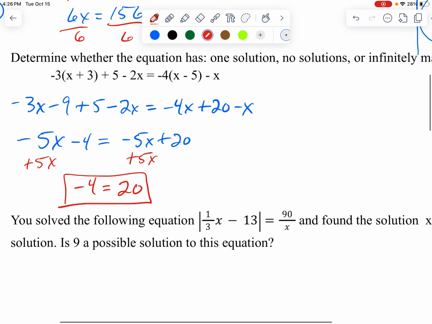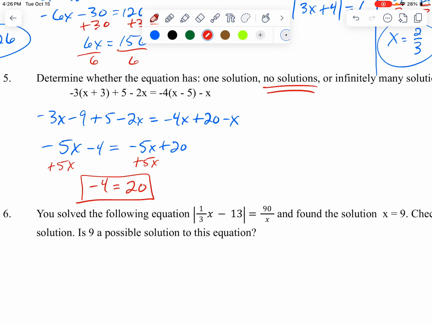And so this is one of those situations where there are actually no solutions to this equation, and we know that because of what we ended up with. So when all of the variables go away and we end up with a statement like this that is untrue, it is not true that negative 4 equals 20, that tells us that there are no solutions. If our variables go away and we end up with something that is true, so for example, you might end up with something like 3 equals 3, that would tell us that there are infinitely many solutions. And then what we normally see is that one solution case where we get x equals a specific number.